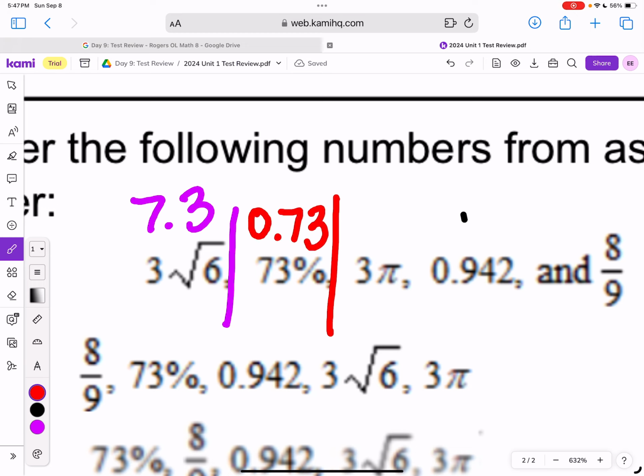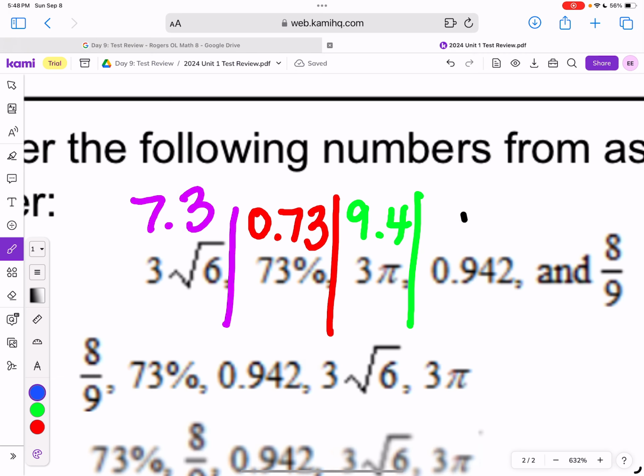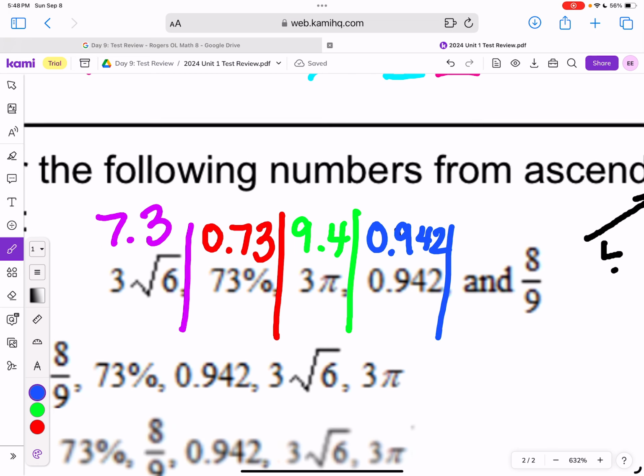This one right here is just match it, 0.942. And then the last one is a decimal, and that gives us 0.88. And it's a repeating number, so we can draw the bar above it. Okay, so remember, ascending goes from least to greatest.